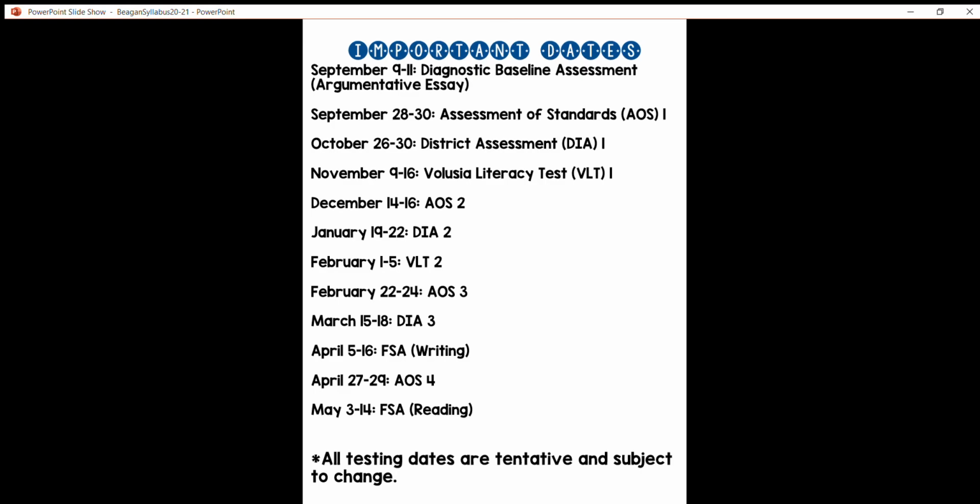And then in the middle of November, they'll have their first writing exam, which is the Volusia Literacy Test. They'll have to write another essay, and actually that's their second writing exam because the first was their diagnostic baseline assessment. So all of these are just windows for testing. They're not actually going to be testing every single one of these days, but these are general dates for their important tests. And then, of course, we have the FSA writing and reading exams in April and May.